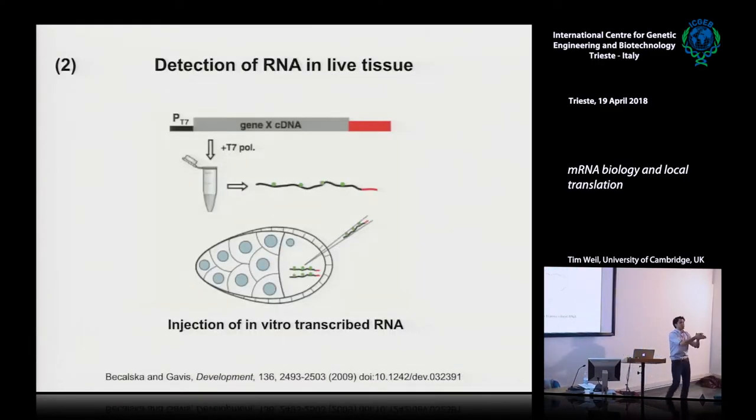Another technique, if we now want to think about looking live, you can take and in vitro transcribe RNA. So you can take the cDNA, make in vitro transcribed RNA, and then physically inject it into the cell. And once it's injected, you can follow where it goes. The clever part here is that when you do the in vitro transcription, you've added something fluorescent, some type of dye to the U's. So every 10 U's, for example, will have some type of fluorescent label, usually an Alexa dye.